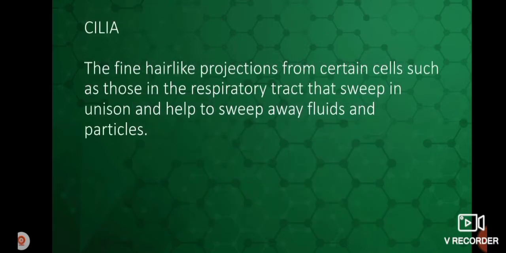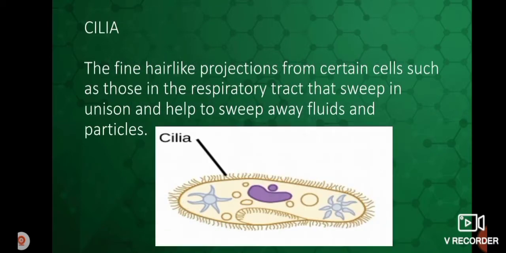And we have the cilia. The fine hair-like projections from certain cells, such as those in the respiratory tract, that sweep in unison and help to sweep away fluids and particles. The function of cilia is to move water relative to the cell in a regular movement of the cilia. This process can either result in the cell moving through the water, typical for many single-celled organisms, or in moving water and its contents across the surface of the cell.